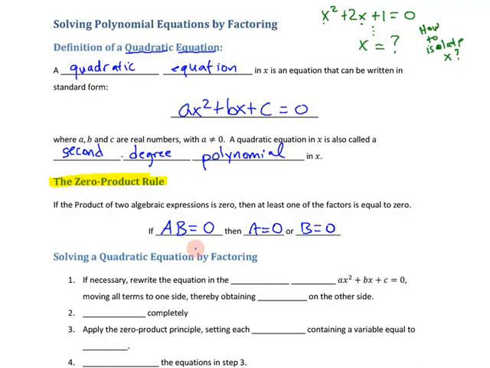So what we're going to do is take this and factor it, so we have 2 factors multiplied together that equal 0. And if that's the case, then a solution would be something that makes one or the other, or both, of those factors equal to 0.